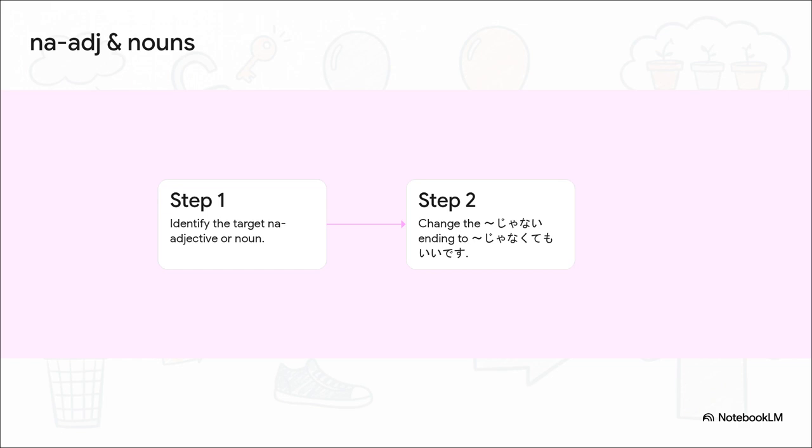The process shifts slightly when we deal with na-adjectives and nouns. Step 1 is simply identifying your target word. Step 2 involves taking the standard negative janai ending and transforming it directly into nakutemo ii desu. Swapping this ending out accurately reflects that the noun or na-adjective state is entirely unnecessary.